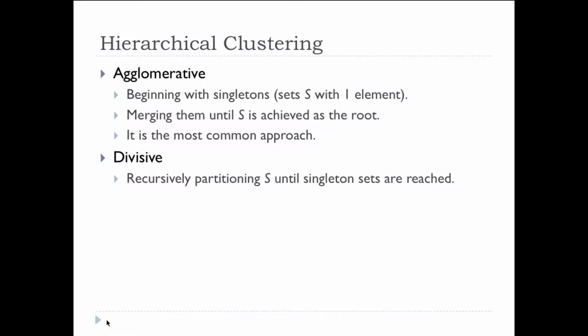Hierarchical clustering falls into sort of two broad categories. Agglomerative, which is beginning with each sample or gene as an individual cluster. So our set S starts with all the elements in our data set, one each. We merge them until S, the set of existing clusters in our clustering approach, finally reaches one, when we have all pieces in one cluster. And this is the most common approach.